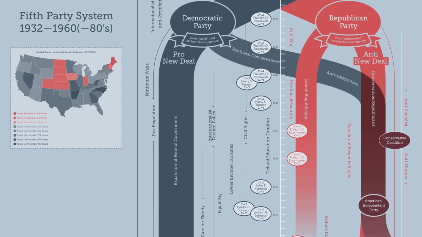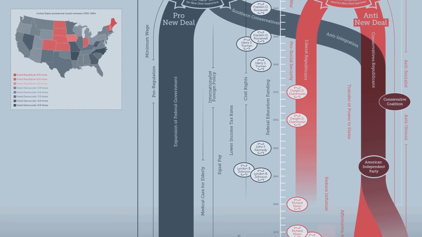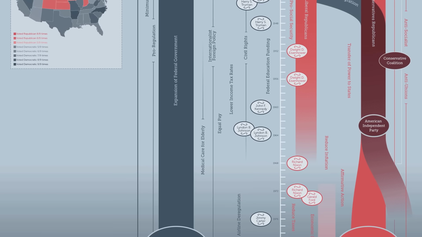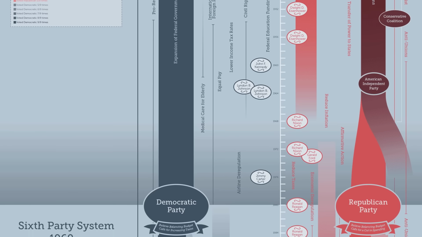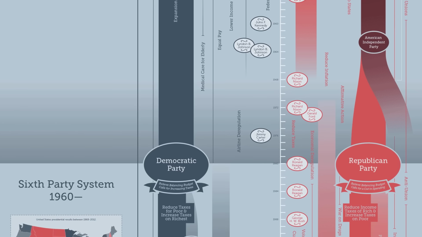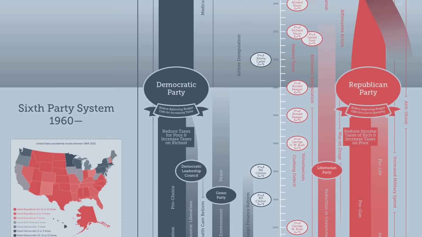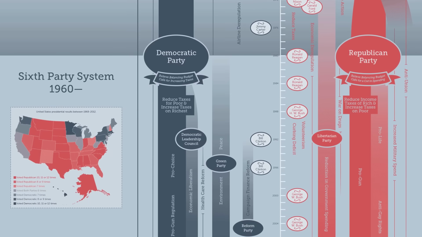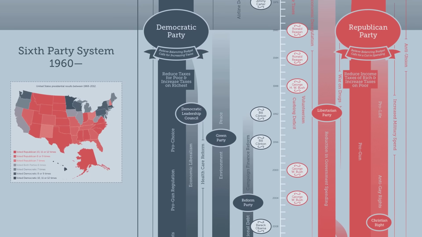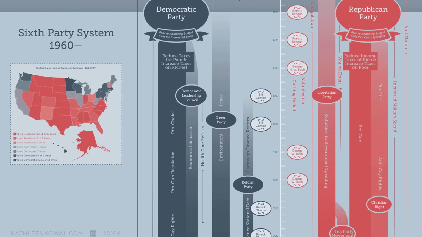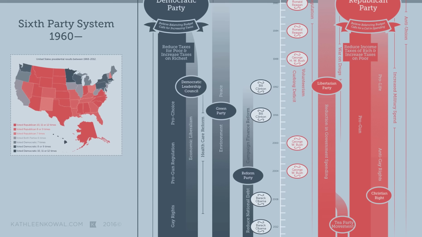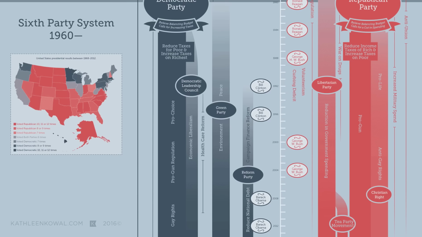Take note that during the fifth party system, the Democrats held power most of the time. But during the sixth and current system, it's mostly been even. Now, some analysts argue that we are currently entering, or have already entered, a seventh party system, especially considering how much Trumpism has changed the Republican Party. But the jury's still out on that one. A lot will depend on how the current election pans out.